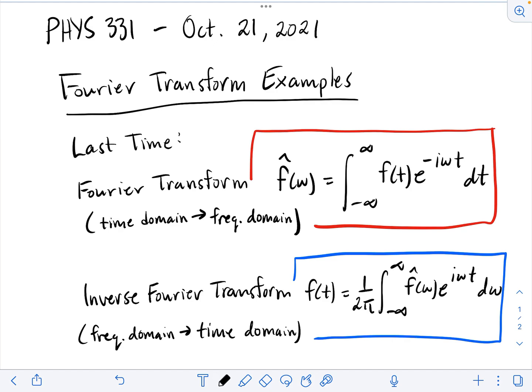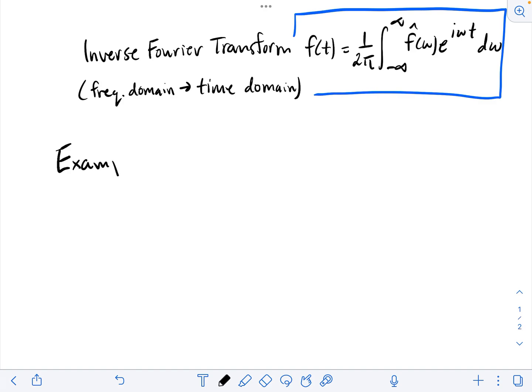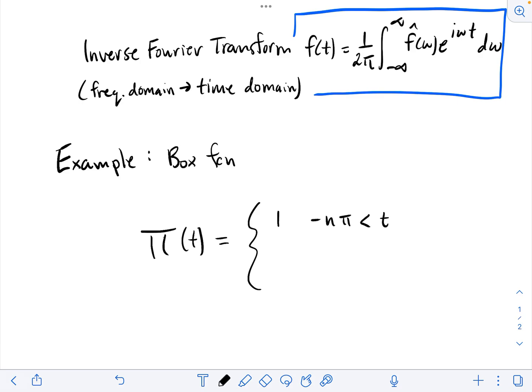So what I want to do today is work through a few examples of how we could actually implement this. The first example is going to be the box function. We're going to define the box function in the following way. Often people use the symbol pi for this box function. This is going to be a function of time, and it's going to be defined to be 1 over the time range minus n times pi to plus n times pi. It'll be defined to be 1/2 right exactly at these boundaries, so when time is equal to plus or minus n pi. And it'll be 0 otherwise.